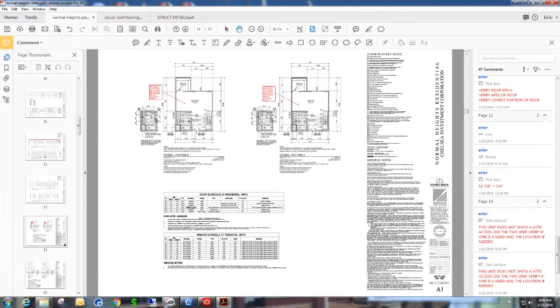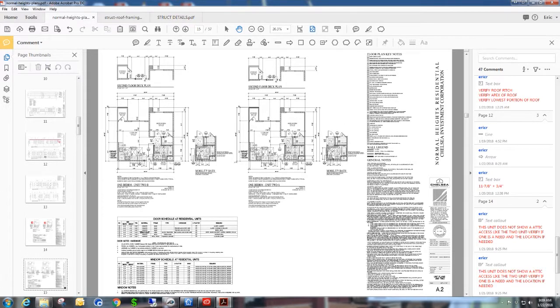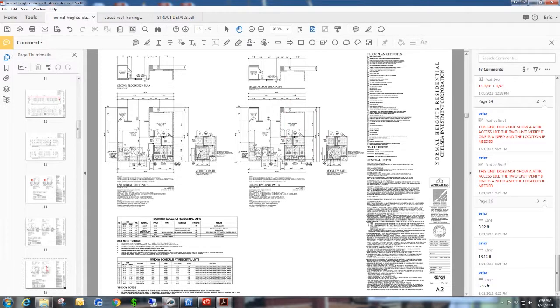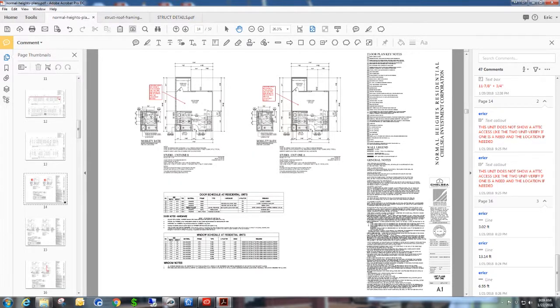Single units, unit 1s, A and B, neither of them show an attic access. The other units all show attic accesses. Please verify that the studio unit 1s do not have an attic access in the unit itself.